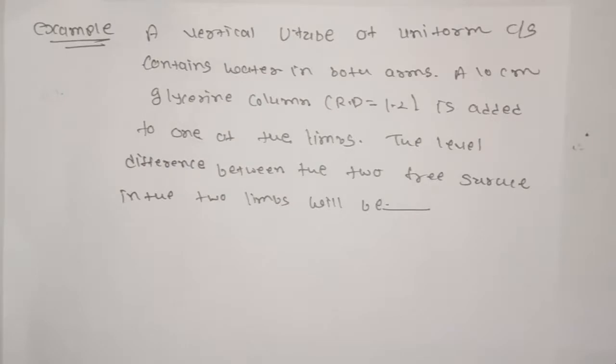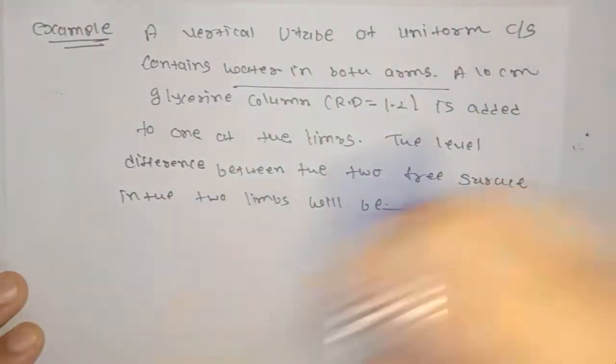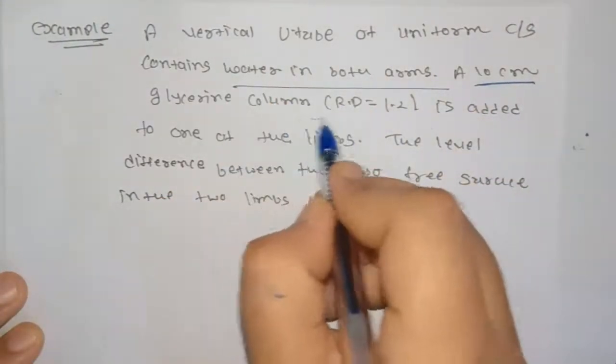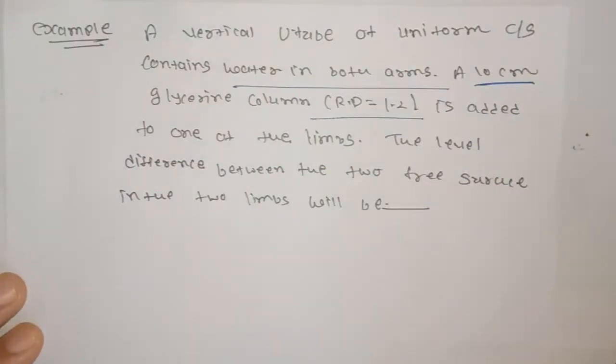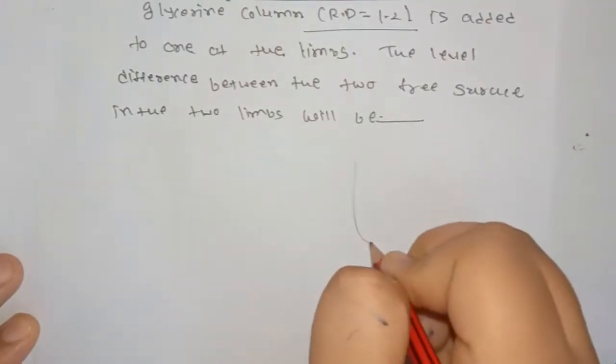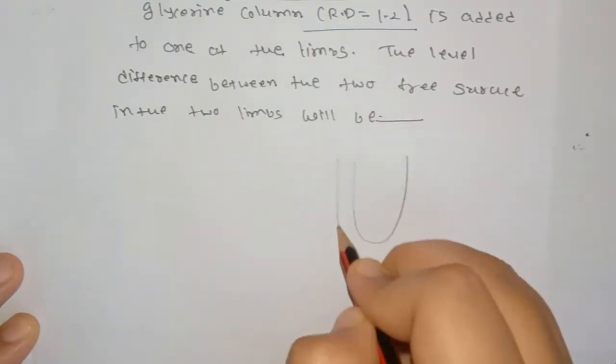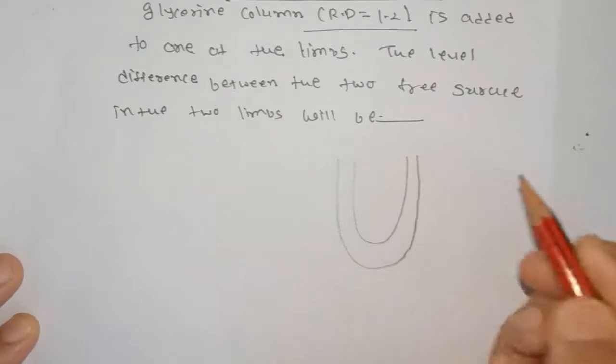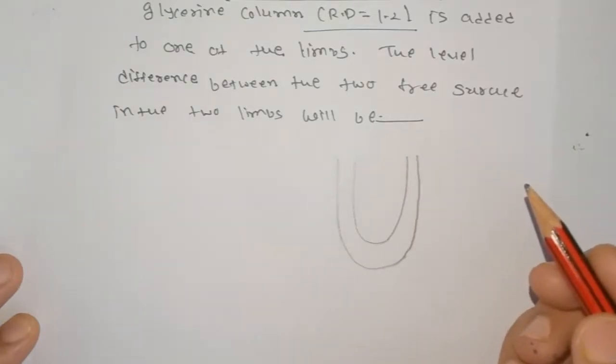Now let us see a little advanced example. A vertical U-tube of uniform cross section contains water in both the arms. A 10 cm glycerine column having relative density 1.2 is added to one of the limbs. The level difference between the two free surfaces in the limbs will be? Let us draw the diagram so that we can understand. There is a U-tube in which initially the water was poured.